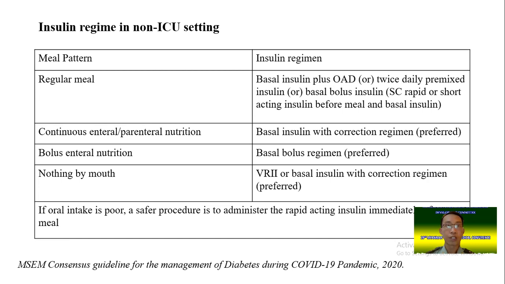This slide shows the insulin regime in a non-ICU setting. If the patient is on regular meals, we can use basal plus OAD, or twice daily premix, or basal bolus insulin regime. If the patient is on continuous enteral or parenteral nutrition, we can use basal insulin with the correction regime. If the patient is on bolus enteral nutrition, then we can use a basal bolus regime. If the patient is critically ill and nil by mouth, we can use a variable rate insulin infusion or basal insulin with correction regime.